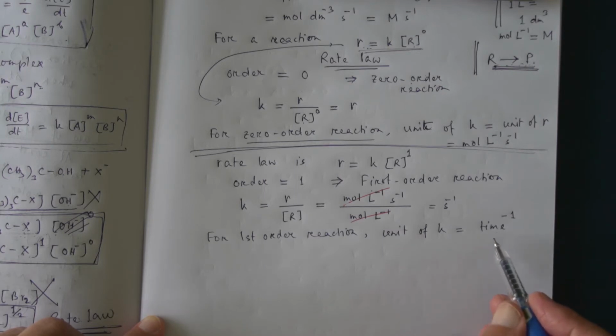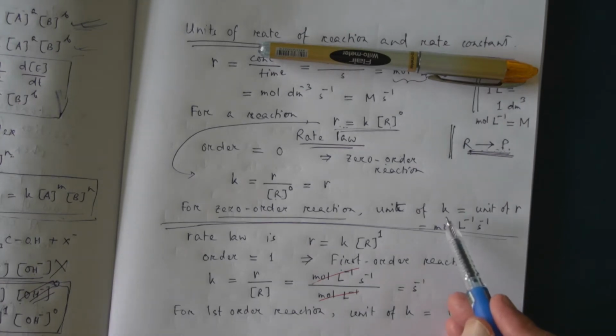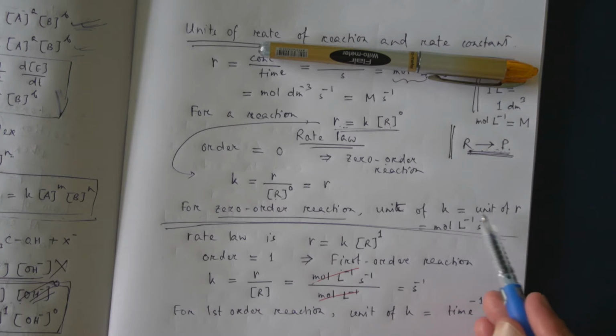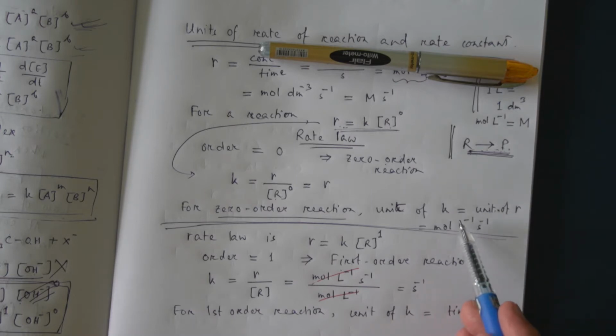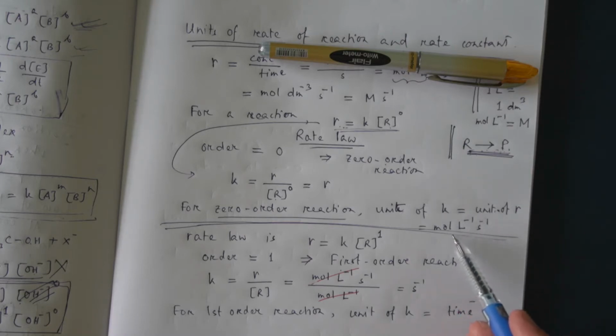Okay, that means you see, by looking at the unit of K, we can say whether the reaction is zero order or whether the reaction is first order. From the unit of K we can tell whether the reaction is zero order or first order, and so on.